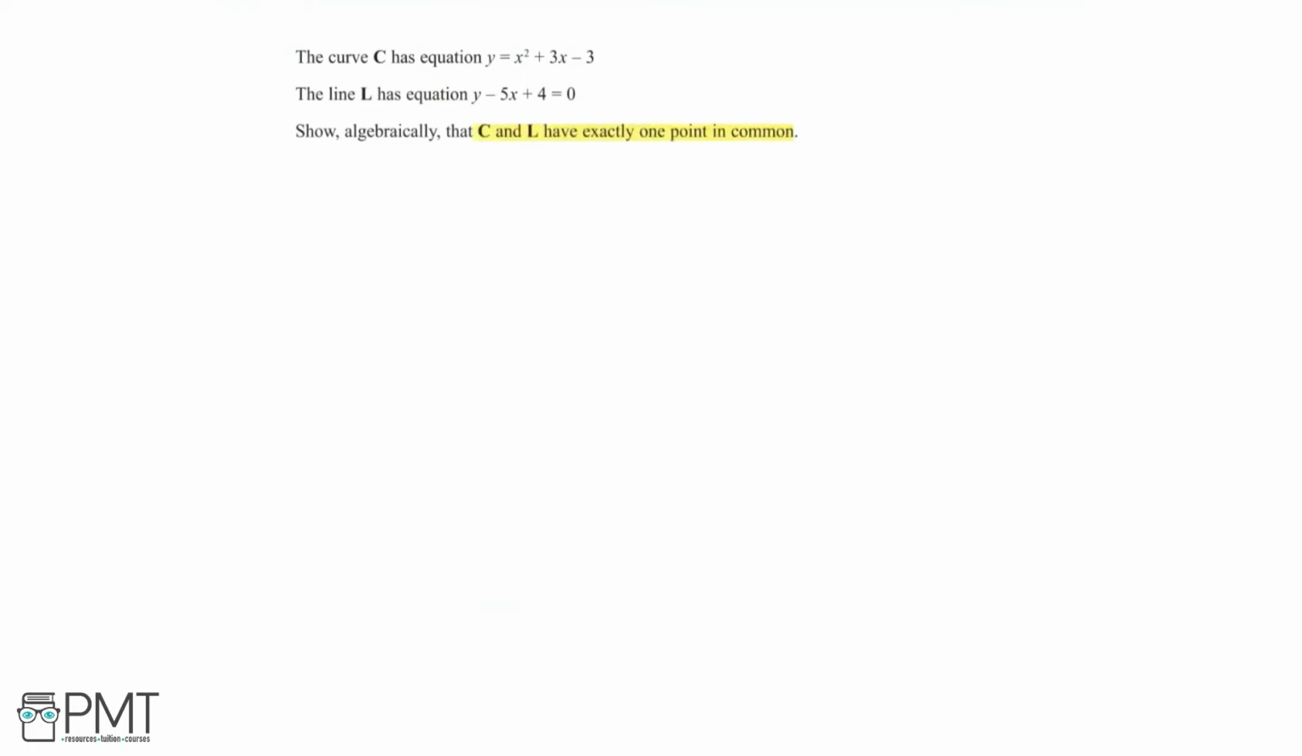Now if they have 1 point in common, the y value for curve C and the y value for line L will be equal, and the x value for curve C and the x value for line L will also be equal. And so when we have to find 1 point in common, we need to solve the two equations as simultaneous equations, because x and y are equal for both equations.